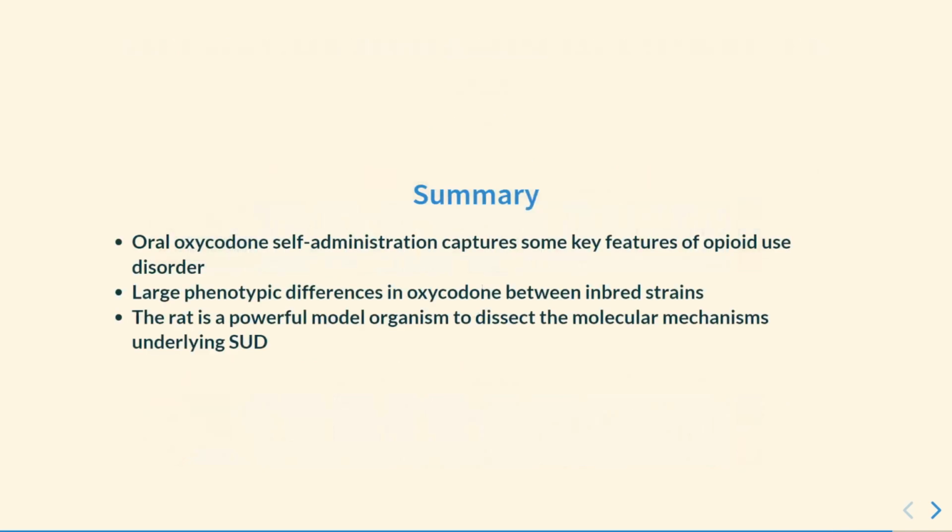So, summary: the data we have so far supports a strong genetic control of oral oxycodone intake, and the rat model of oral oxycodone also replicates some of the vulnerability to oxycodone in humans. That's it.